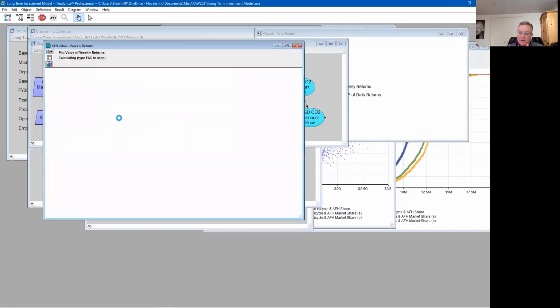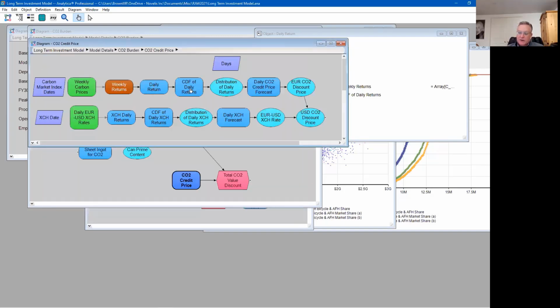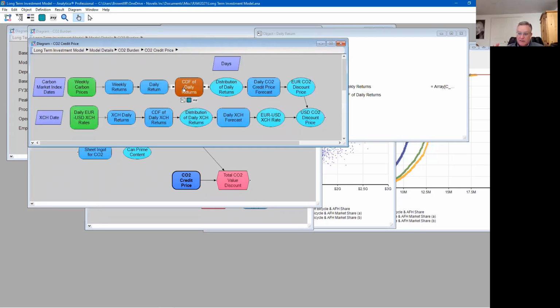So if I run that, you can see now I get a profile that, upon visual inspection, I admit, is pretty flat. It doesn't look like the volatility itself is necessarily drifting, but as you can see, there are periods of high volatility. So if I were to take that, convert those to daily returns, and then calculate an actual cumulative or an empirical CDF or cumulative probability distribution of that, Analytica has a function that allows you to do that.